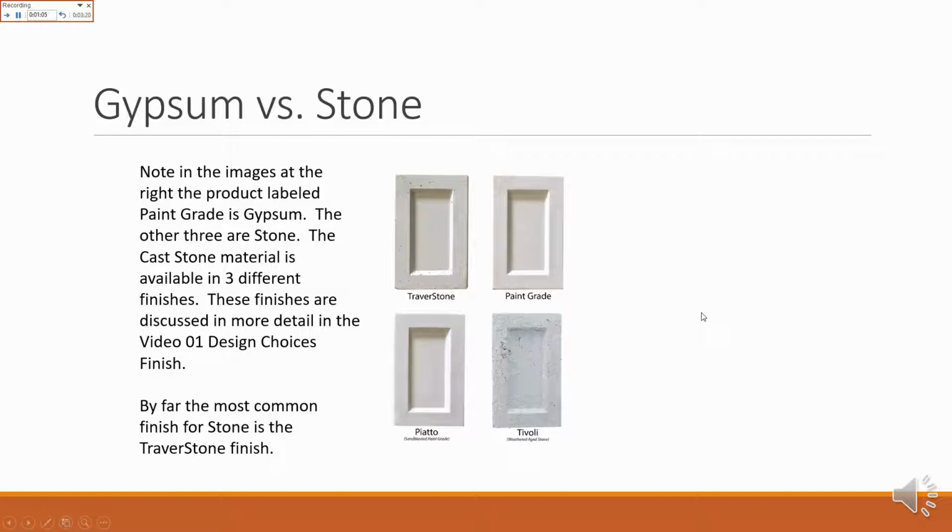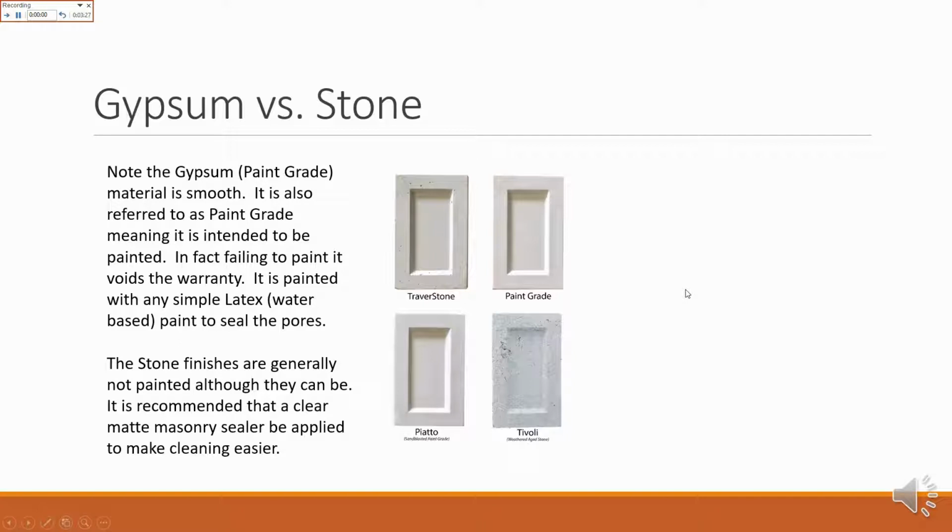As the slide says, by far the most popular of the stone finishes is the Traverse stone, and that's the standard. Note that the paint grade gypsum material is smooth. The stone finishes can be smooth, they can be very rough, or they can be slightly distressed with a natural stone look. The Traverse stone is the default. There's no upgrade charge for that, and it looks like natural stone. It has small distress marks in it.